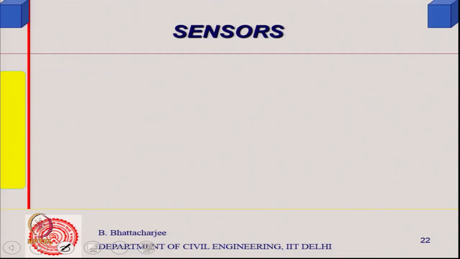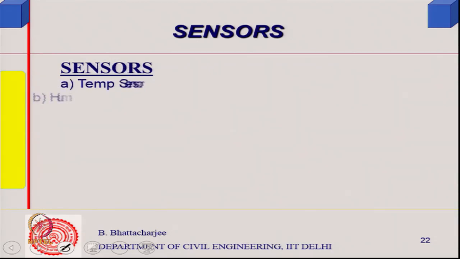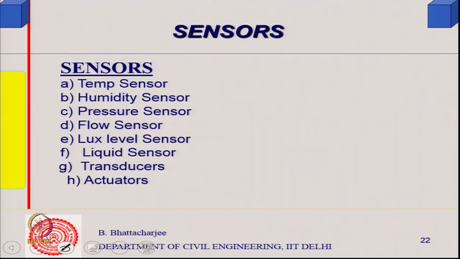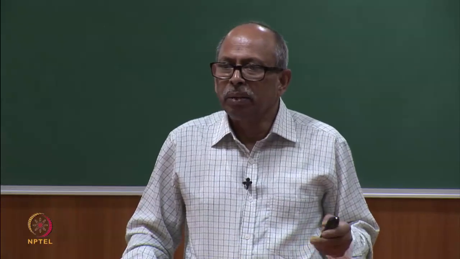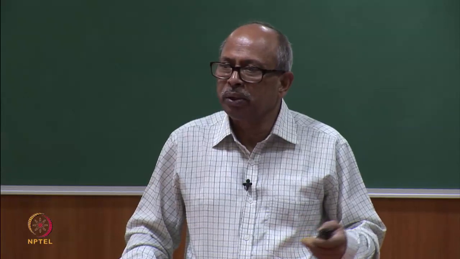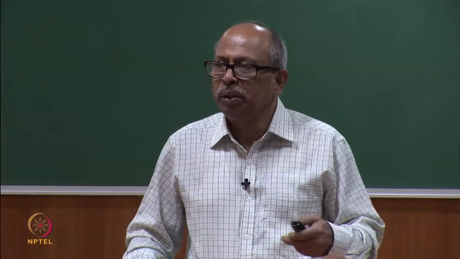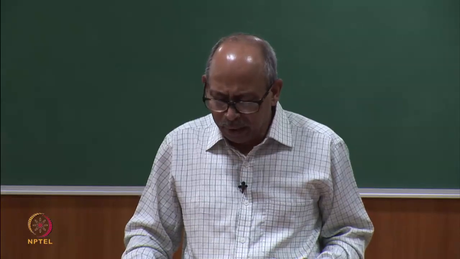Sensors could be for temperature, humidity, flow, lux level, pressure, liquid sensor, height of the tank, and various other kinds of transducers and actuators. The actuators are required if you want to counter something. For example, in an earthquake they use actuators, or somewhere vibration is induced, things like that. There could be various kinds of things.